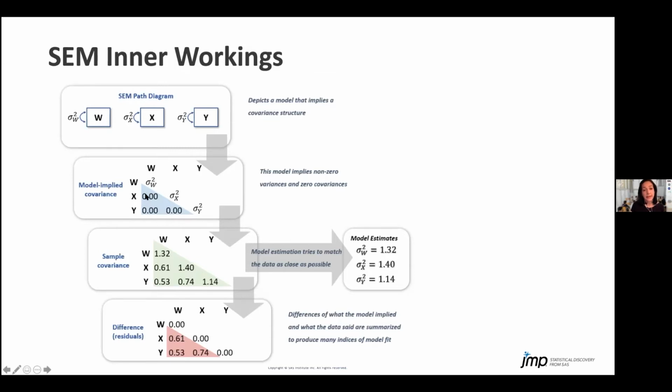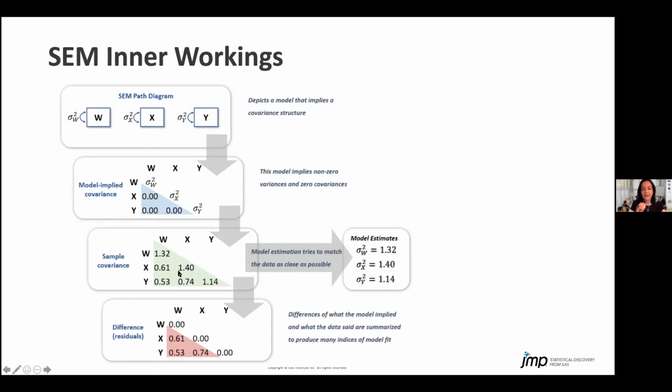There's no connection. So basically, this specific diagram is saying that we believe these variables are perfectly uncorrelated. And so that means that our model implied covariance matrix is going to look like what's shown in the second panel. But of course, we have sample data, right? The idea is that we're going to give our sample covariance matrix to our program. The values in that sample covariance matrix might or might not be 0 in the off diagonals. In this example, they're not.